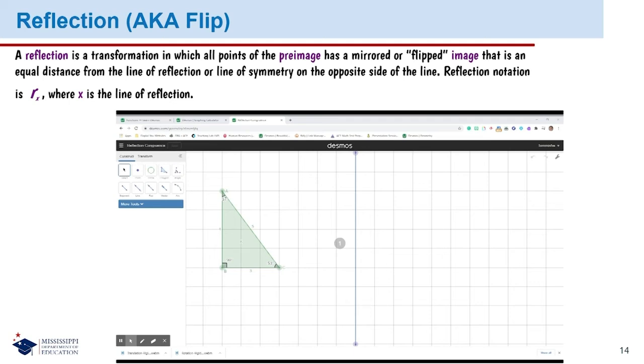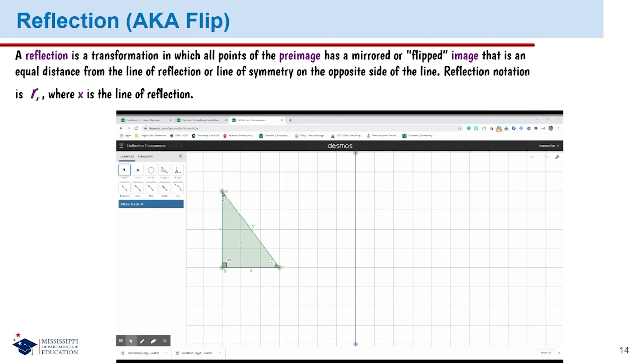Reflection notation is the small r, where x is the line of reflection. So you'll have a lowercase r with a subscript of the variable of the line. If I'm naming my line x, it would be r subscript x. Now let's look at a tutorial in the Desmos Geometry Tool on creating a reflection, and let's see if this is also a rigid motion.